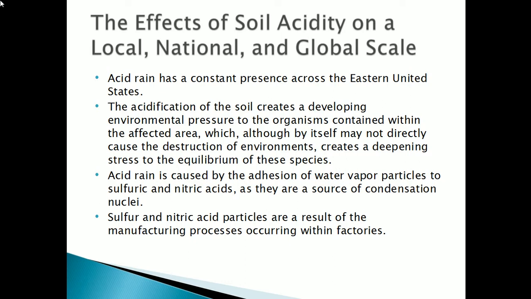But how does this affect the environments on Long Island? Acid rain is present across the eastern U.S., especially Long Island. Soil acidification creates a constant pressure on the organisms within the environment, disrupting equilibrium. Finally, pollutants have a strong presence in the eastern United States, which is a main cause of the formation of acid rain, as explained earlier.